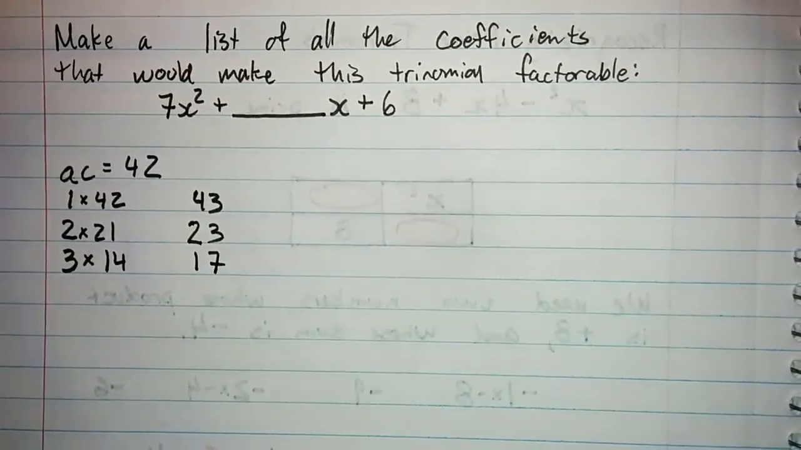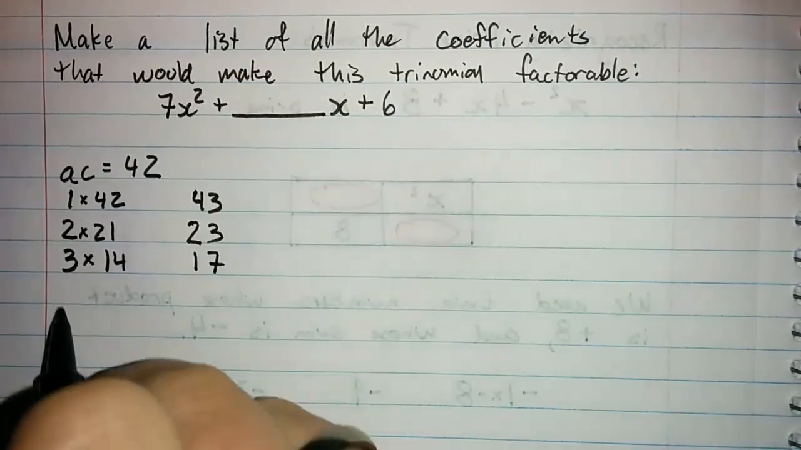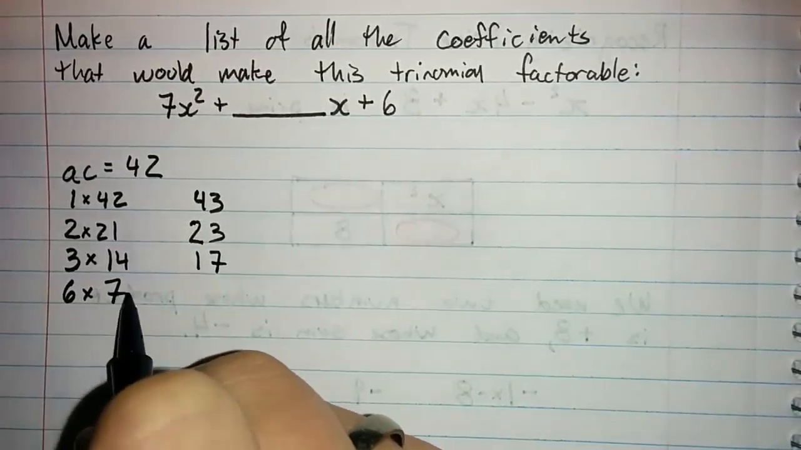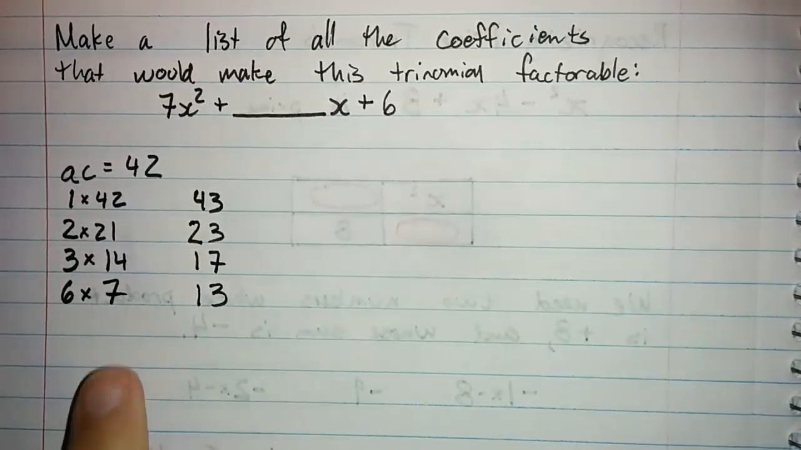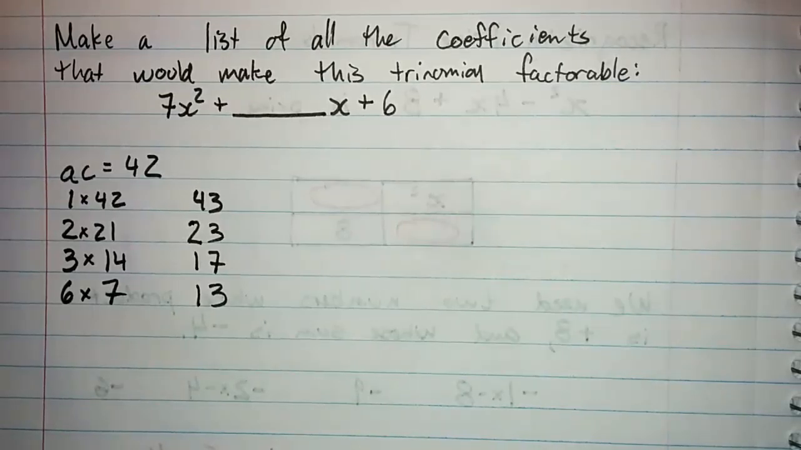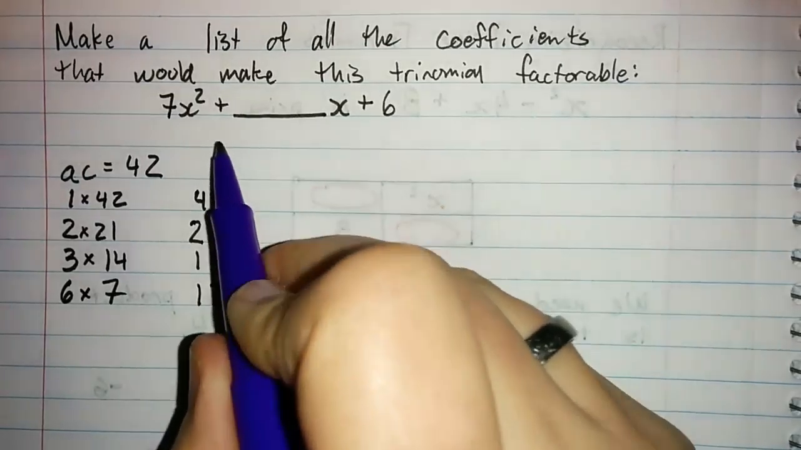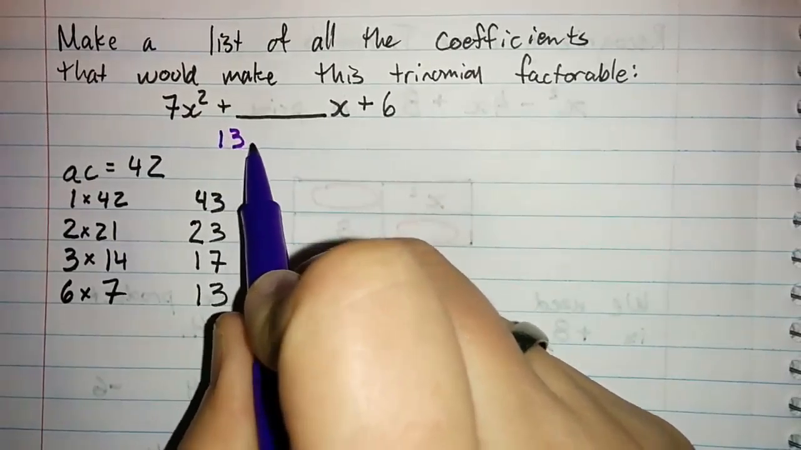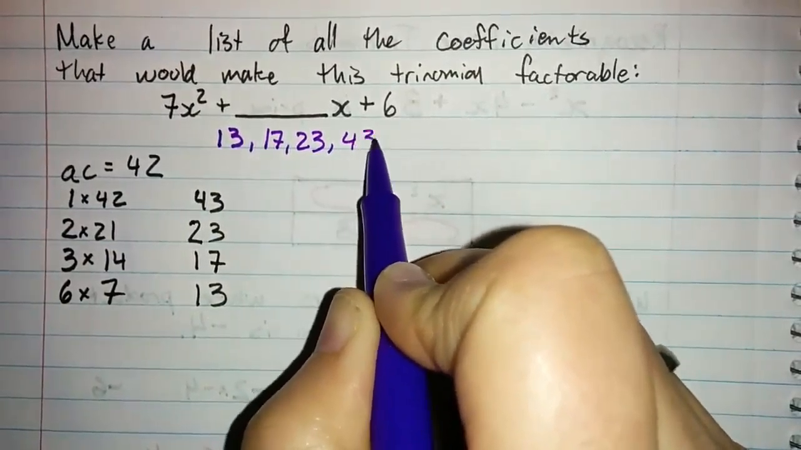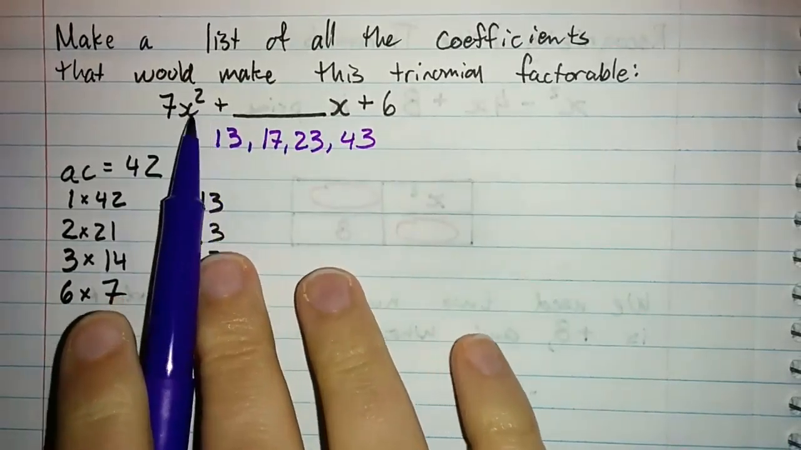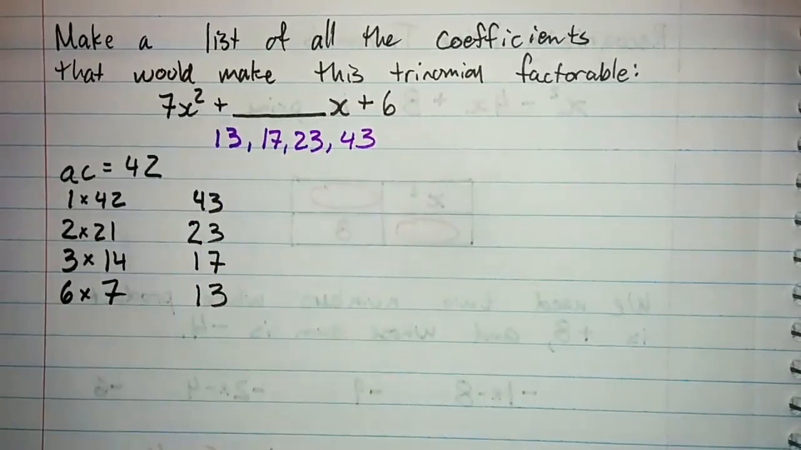Let's see, 4 doesn't go into 42. 5 doesn't. 6 does. 6 times 7. That sum is 13. And then we're done, right? Because 7 times 6 would be the next thing we would try. So all the coefficients that could go here, 13, 17, 23, and 43. We'd have the same list, of course, if it were minus, just the negative versions.